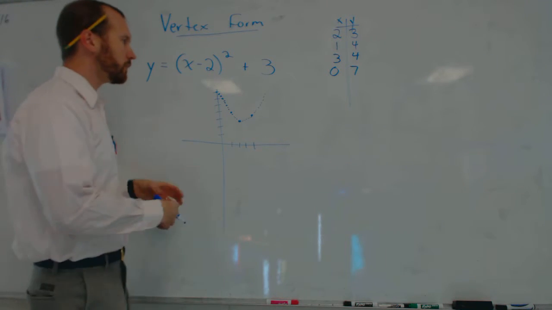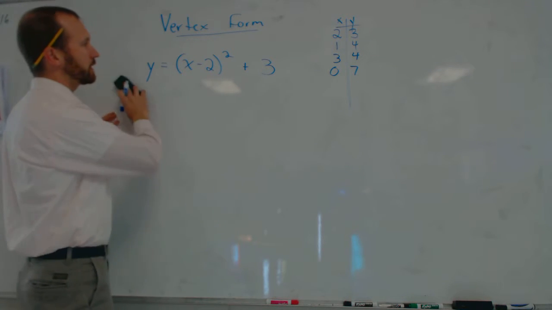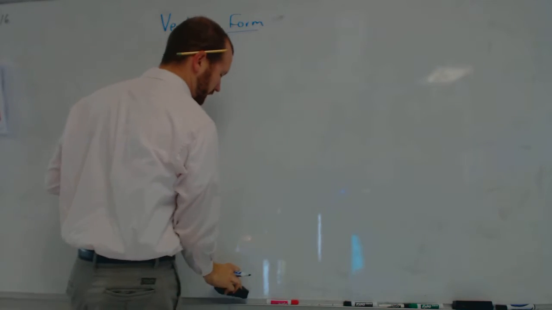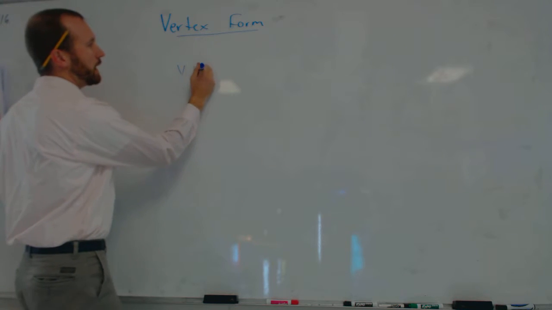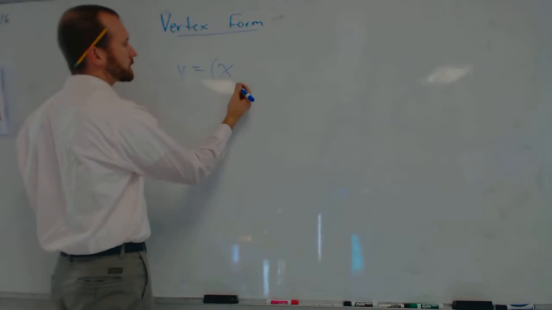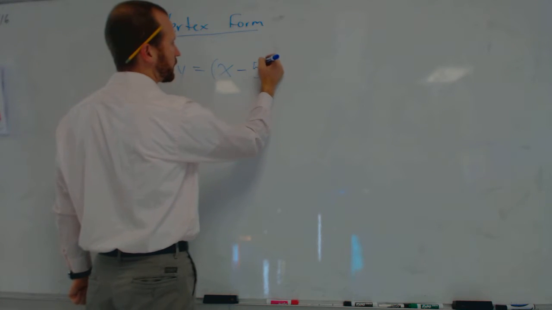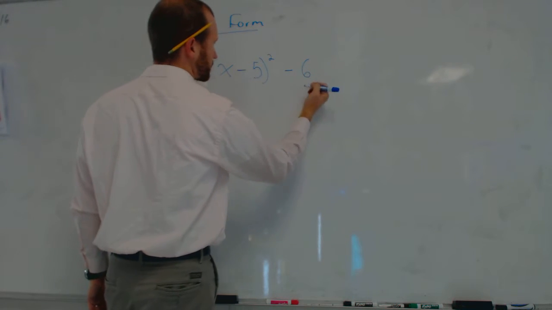But how do you get the vertex without plotting? Yeah, so let's try what we just did again with a different example, and let's see if it always gives us the vertex. Let's see. So here's another example. Y equals x minus 5 squared minus 6.